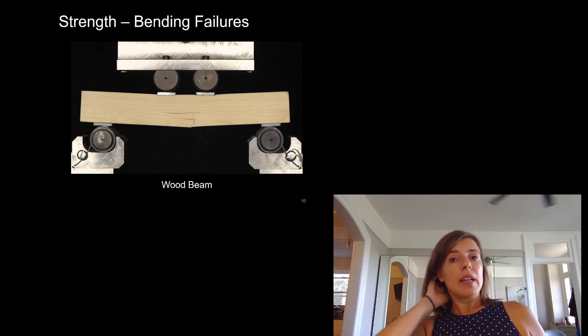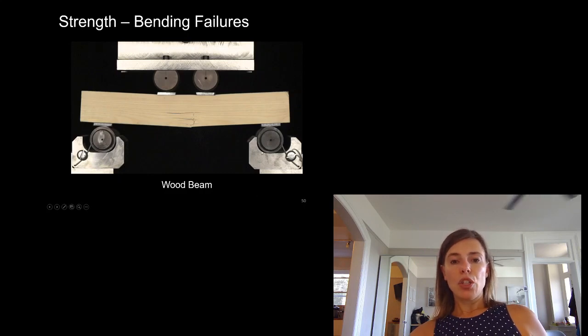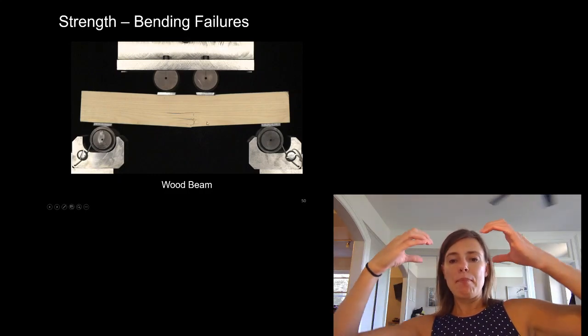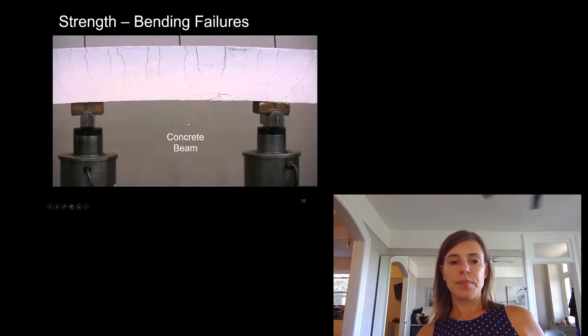Bending failure. So here we have some bending failures. Here's a wood beam where we have two supports right here and load being applied right here in the center. And this got pushed down, bending the element so that it compressed at the top and stretched out at the bottom. It finally stretched out so much that these bottom fibers of the element failed.